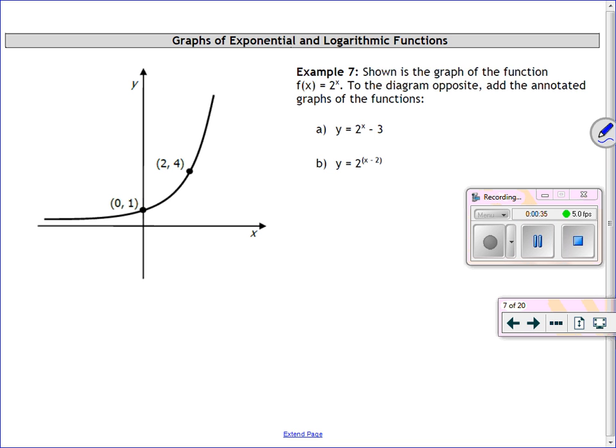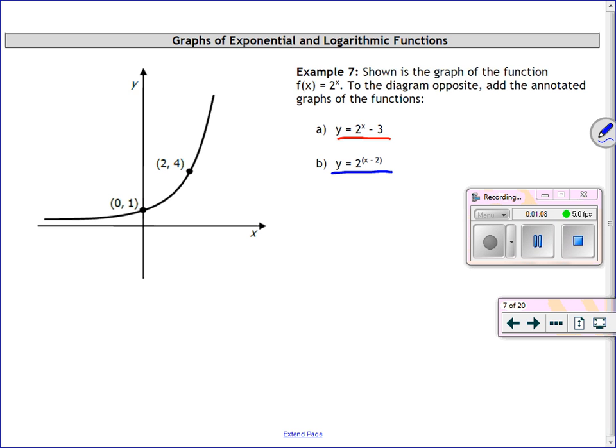It says, shown is the graph of the function f of x is equal to 2 to the power x. To the diagram opposite, add the annotated graphs of the functions y is equal to 2 to the power x minus 3 and y is equal to 2 to the power of, and all in brackets, x minus 2. So I am going to do the first transformation in red, and I'll do the second transformation in blue.